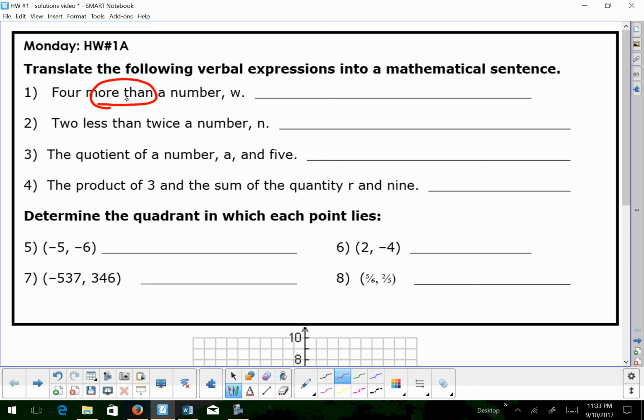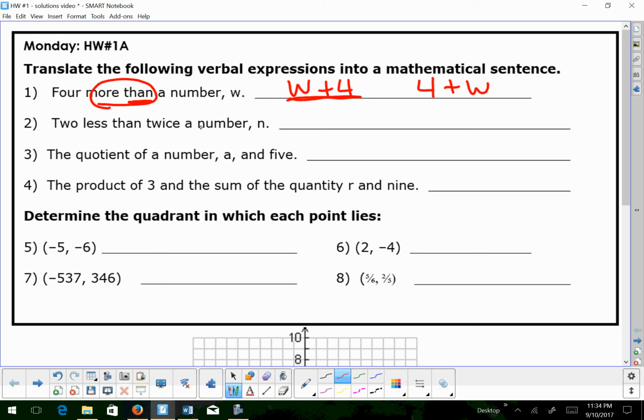So here we read "4 more than a number W." You have to recognize the operation that is equivalent to "more than," and that would be addition. Now technically the word "than" is a backwards translation. If I have 4 more than W, I can't add 4 unless I know what W is first. So W plus 4 is the actual correct direct translation of the sentence. But since the operation of addition is commutative, 4 plus W would be considered correct. But this one is the best answer.